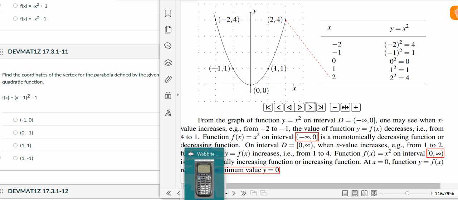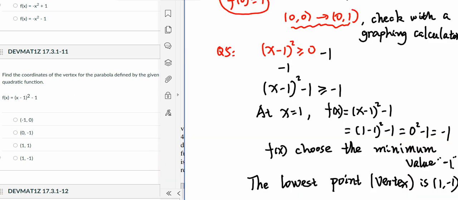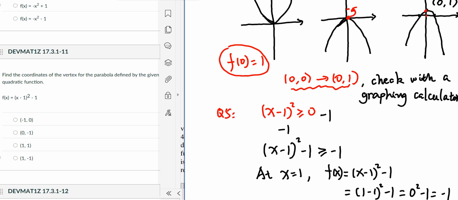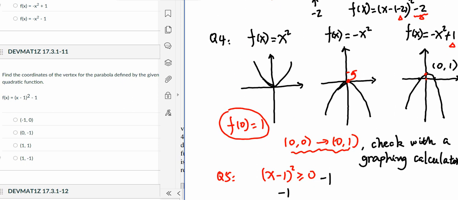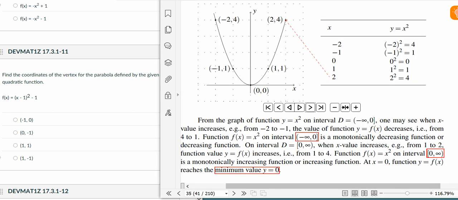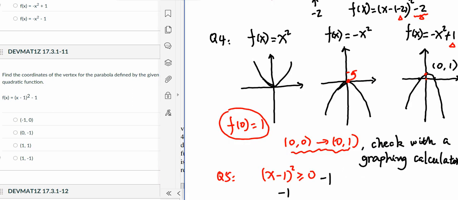You may also see previously, for question 4, if the graph is flipped, then it will be the highest point. So the vertex is either the lowest point or the highest point, here or here. Okay, that's what we want to keep in our mind. Now, here we try to analyze.